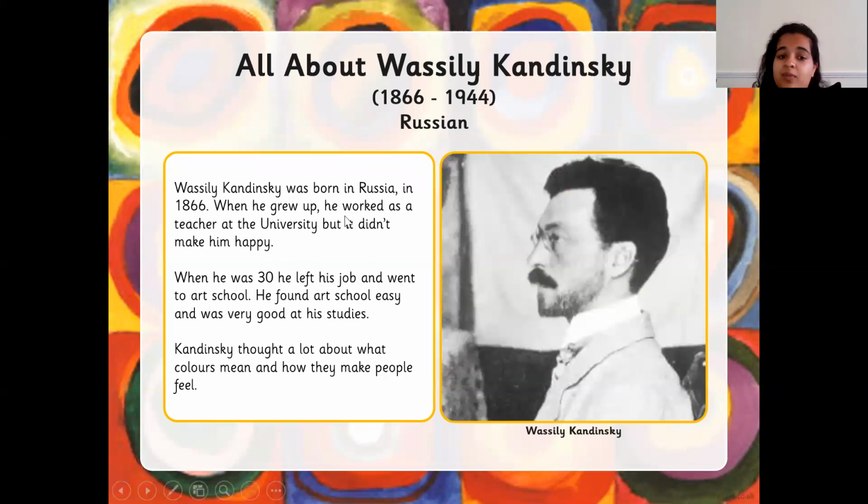He was born in Russia in 1866. When he grew up, he worked as a teacher at the university, but it didn't make him happy. When he was 30 years old, he left his job and he went to art school. He found art easy, and he was very good at his studies. So he thought a lot about what colors mean and how they make people feel.